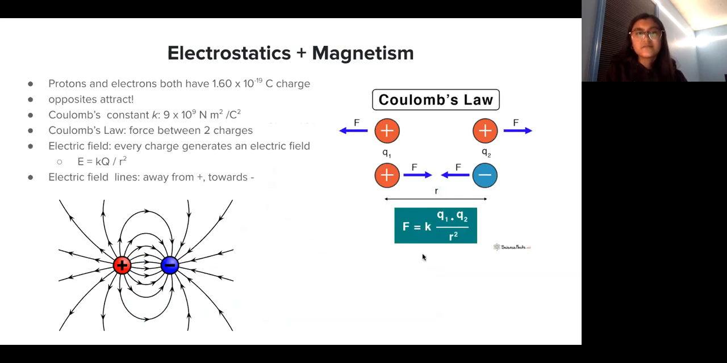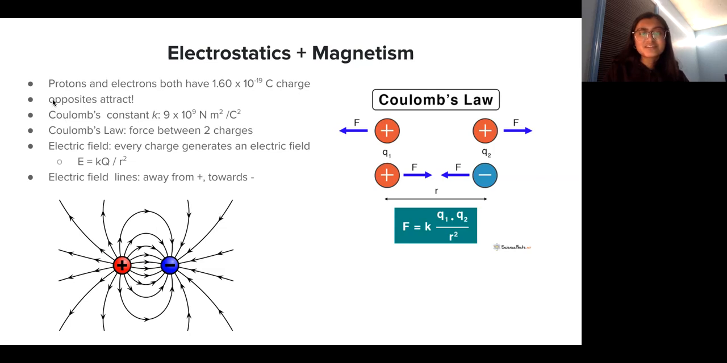All right, we move into electrostatics and magnetism. So a little bit different. Some of it might overlap from chemistry. Both protons and electrons will have a 1.6 times 10 to the negative 19th Coulomb charge. That's a constant that I had committed to memory. It might be useful to have that committed as well.